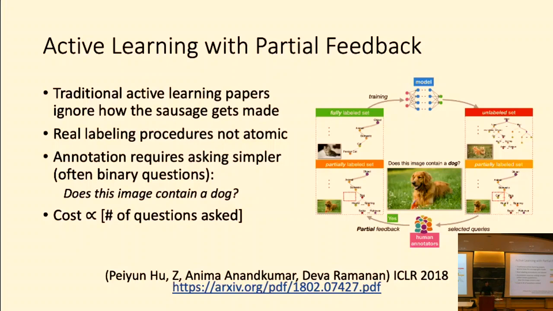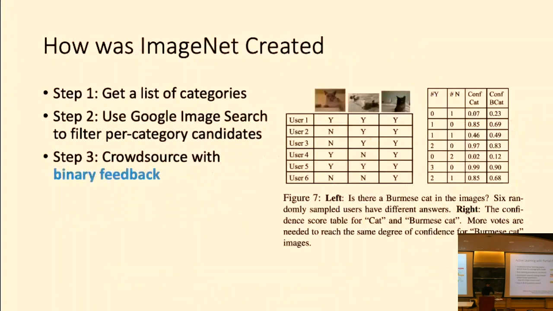So does anyone know how ImageNet was created? Anybody read the paper? 2009? So that's part of it. So what do they do with the WordNet categories? Right. So what they did is they took the ontology of a set of items that they wanted to label. They used Google image search to create a list of candidate images for each category, and then they asked people basically just binary questions.